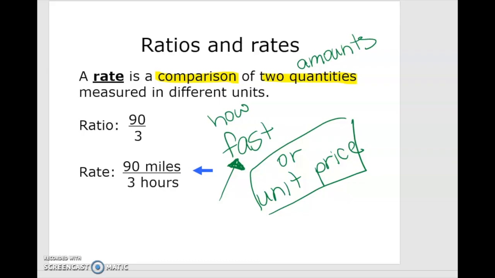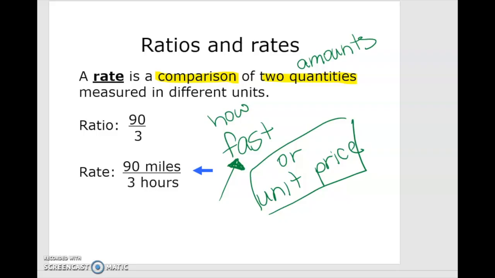But again, a ratio is a comparison of two numbers. Notice we don't necessarily have the units written, whereas a rate is a comparison with the units written, and it tells us how fast something's happening or how much of something that we have.